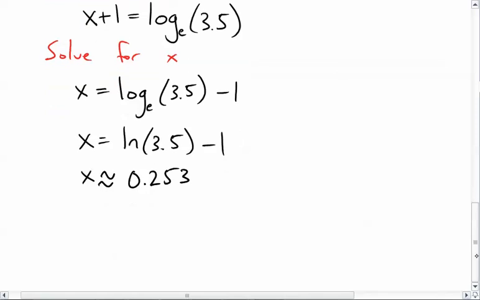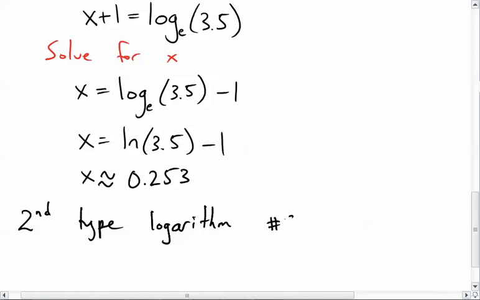Now, the second type of equation is your logarithm question. We did some examples like this in class. This would be like numbers 90, 92, all the way to the end.